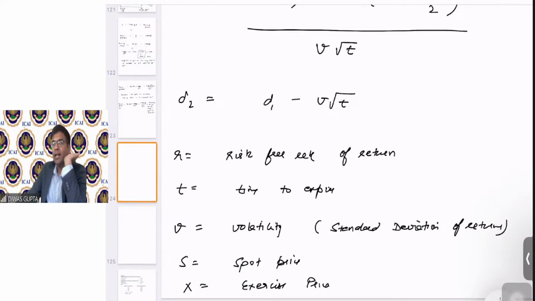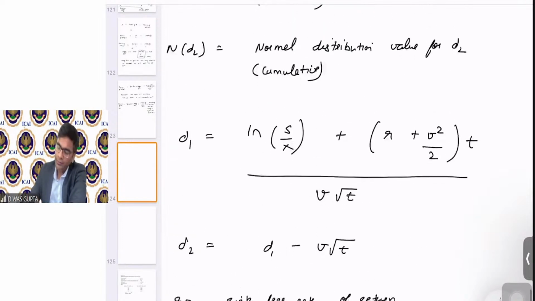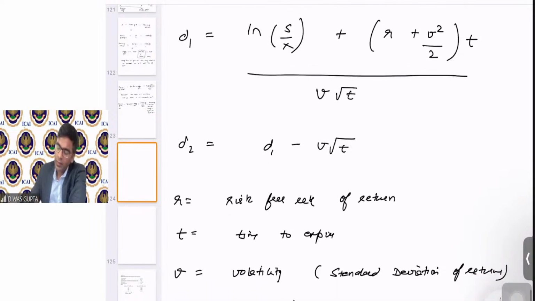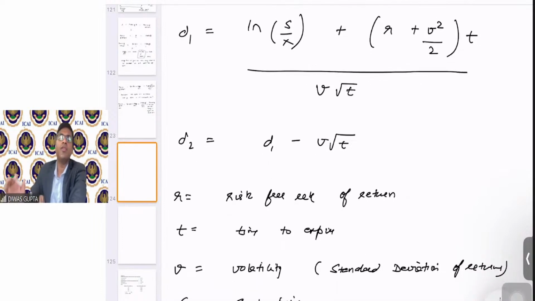Yes, Shruti, I understand D2 and D1 are long, but they are like that only. However, not difficult to understand. Okay. So logically now we have to calculate D1, D2. Then we have to arrive at the normal distribution value of D1 and D2. Then using that, we will arrive at the value of the call option.